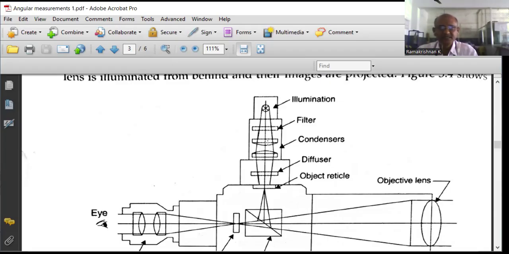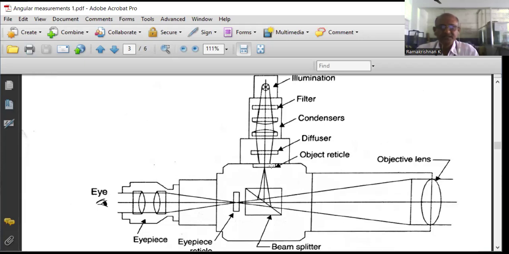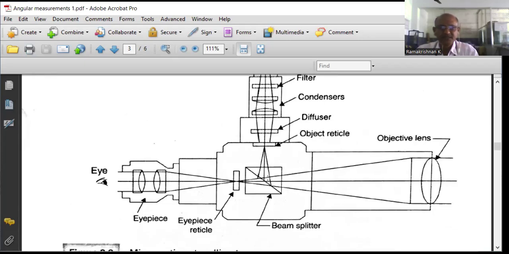Again, the condenser makes the rays somewhat parallel to each other. Then it passes on to the object reticle. Again, it passes through the beam splitter. The beam splitter splits the incoming beam. One portion goes to the objective lens and another is reflected to the eyepiece. So in the eyepiece, a viewer can see the reflected image.